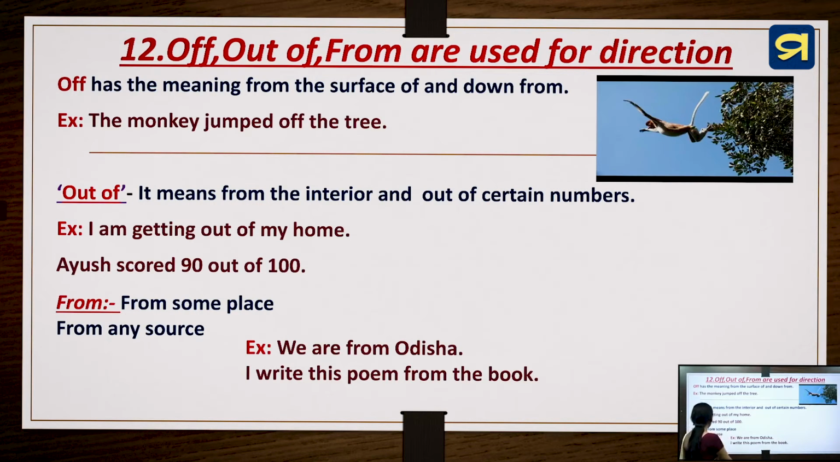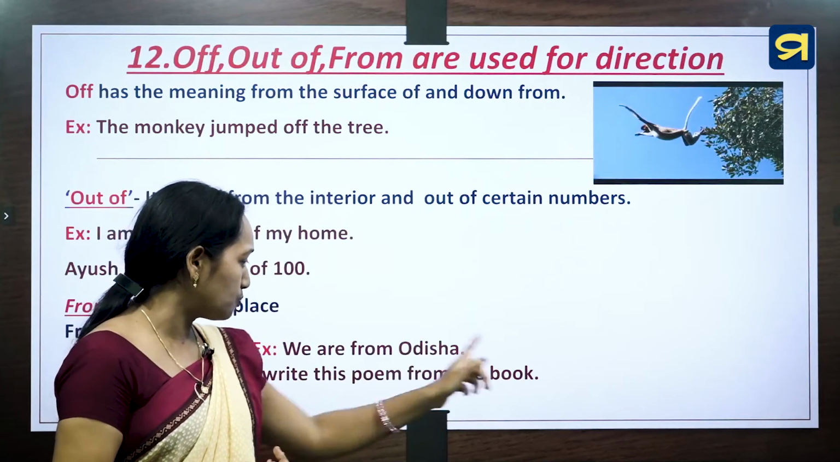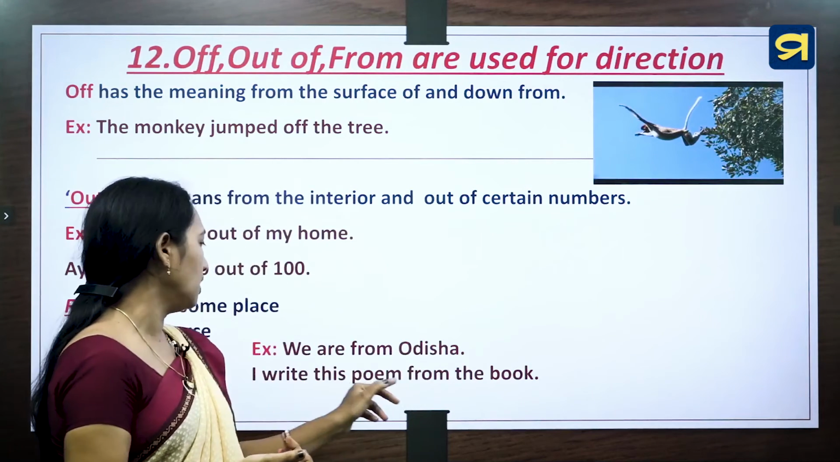From means from some place, from any source. Take for example, we are from Odisha. This indicates place. And I write this poem from the book, means from which source I write this poem, and that source is the book. So in source purpose, we use the preposition from.